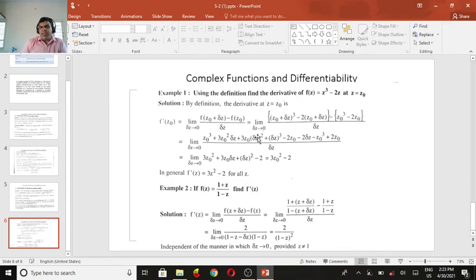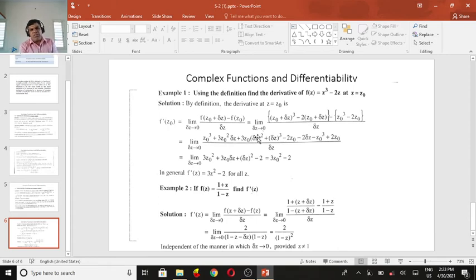So you are applying the limit directly here. Replace delta z by 0. We get 3 z naught square minus 2. So z naught is same as z because z tends to z naught. So replace z naught by z, and in general the derivative f dash of z equals 3z square minus 2 for all z.